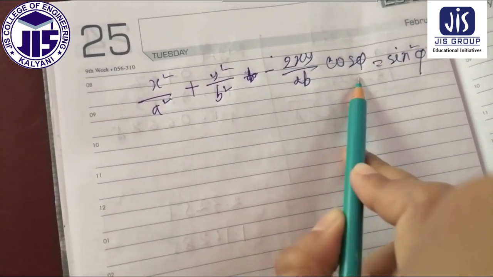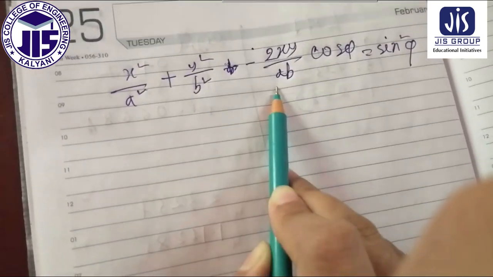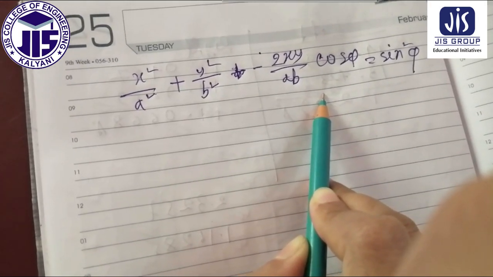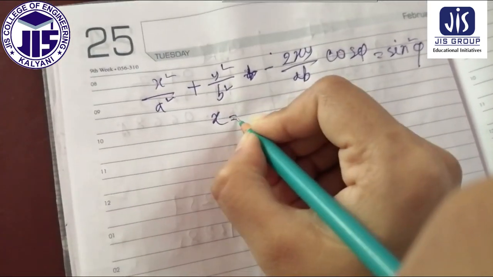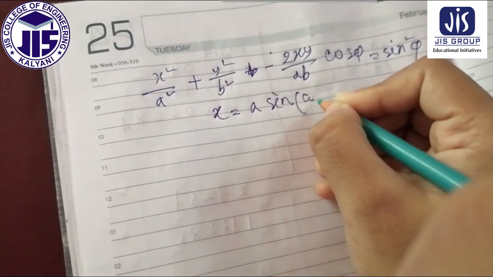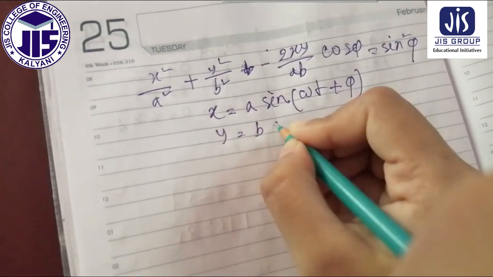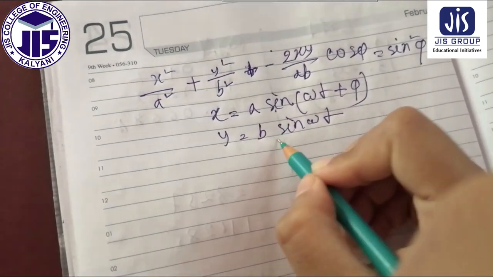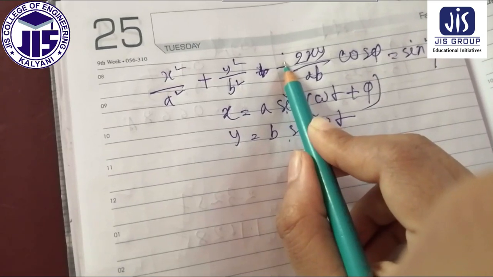Now this equation we proved in our last class. We got this equation due to the superposition of two waves. The two waves were x equal to a sin of omega t plus phi and y equal to b sin omega t. Due to the superposition of these two waves, we get this resultant equation.